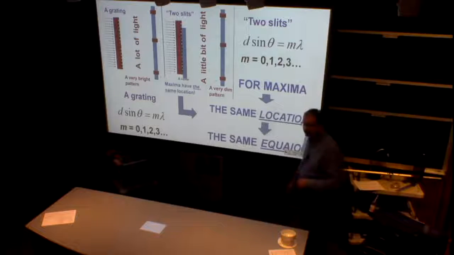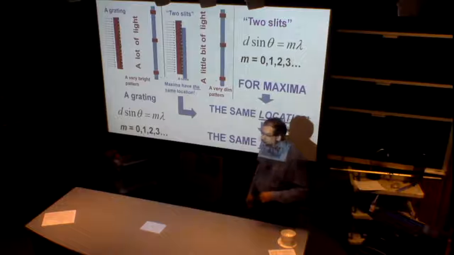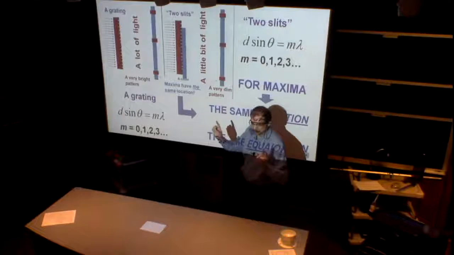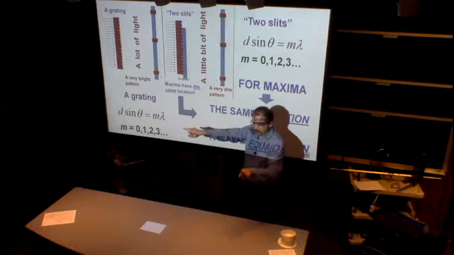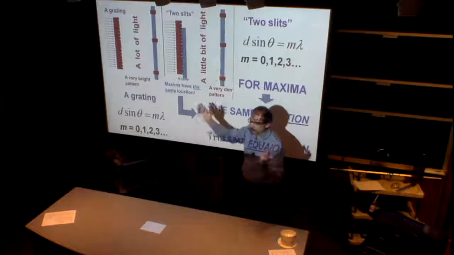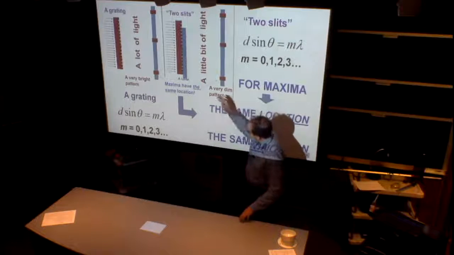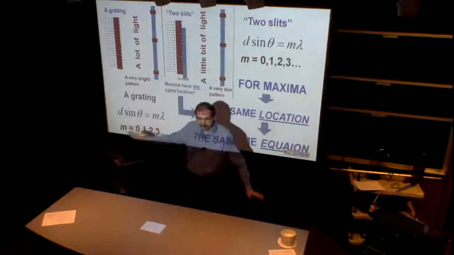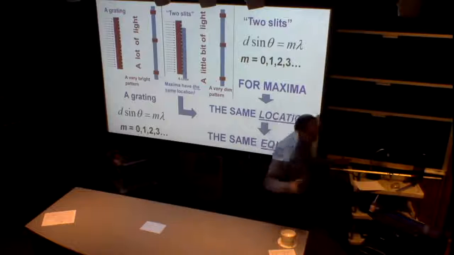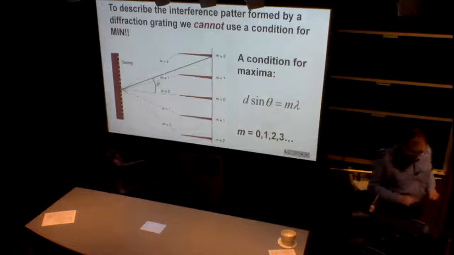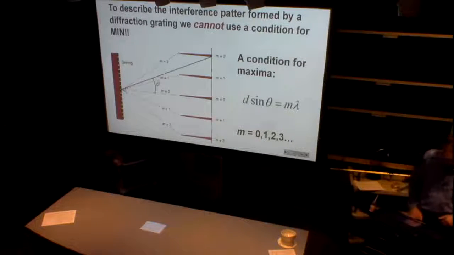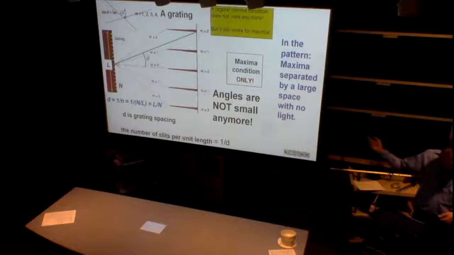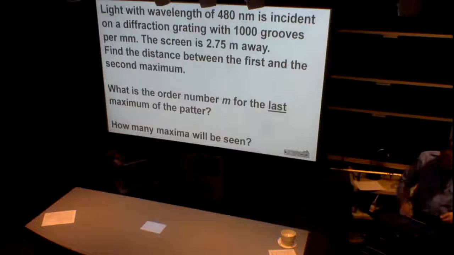we cannot treat angles as small anymore. The distance from the central maximum to the first is larger, so this angle will be definitely greater than like 10 degrees. So for diffraction grating, we must use a sine or tangent or whatever it is. We cannot use approximations. So let's solve a problem. Again, angles are not small anymore.